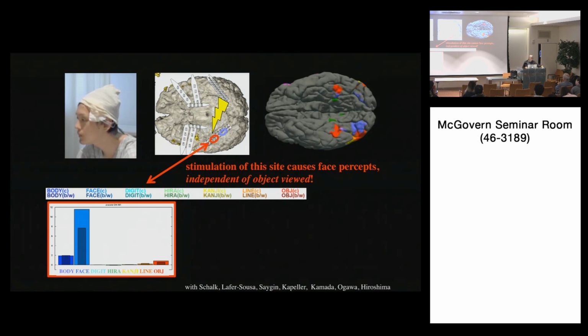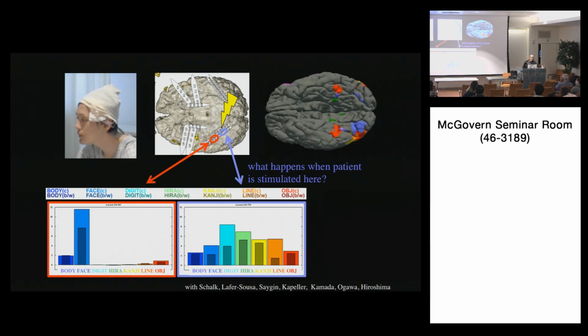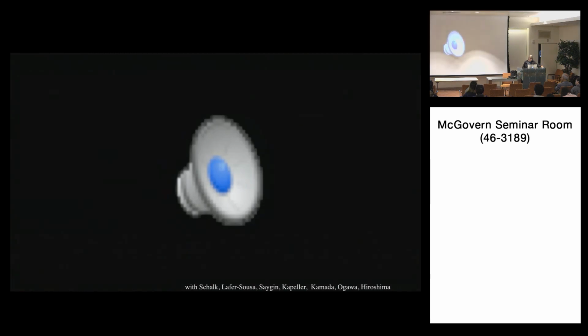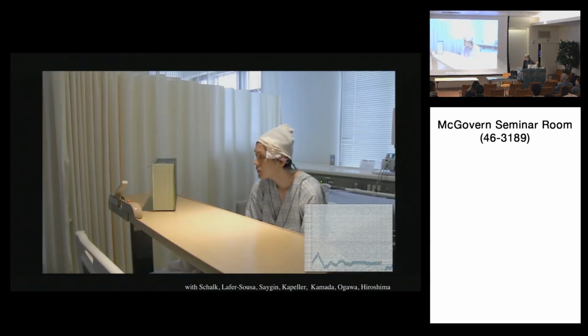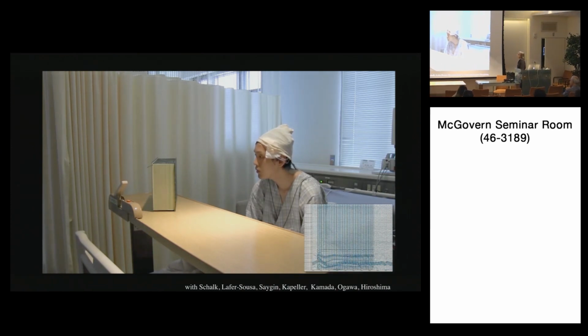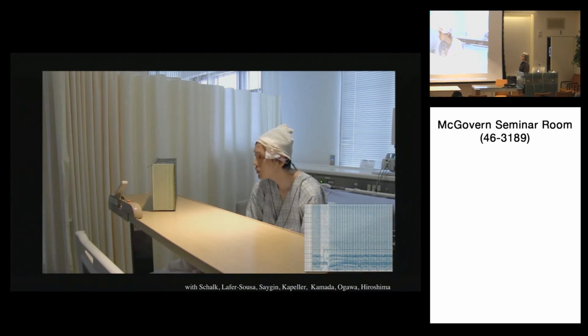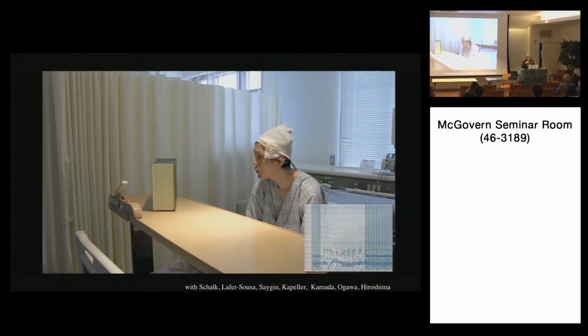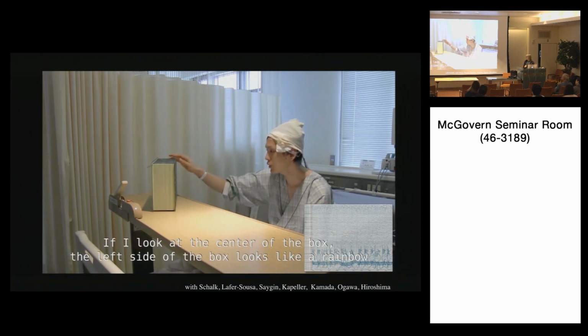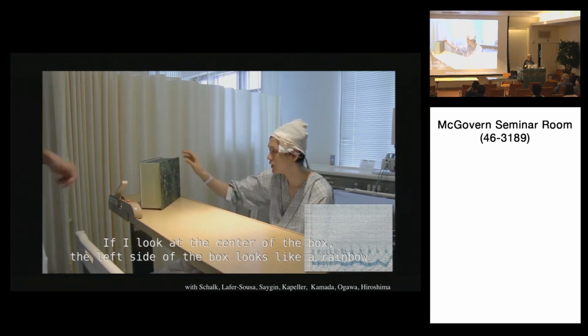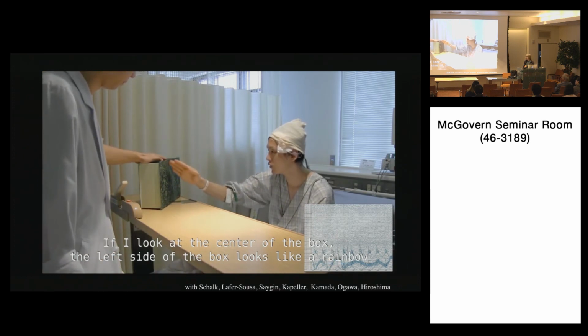So let's ask what happens in other electrodes. And in fact, let's ask what happens when you stimulate right next door in this electrode that responds preferentially to color. Okay, here's what happens. He's looking at the box, getting stimulated. No, it's kind of an old box, so there's texture, but there's no image on it. この箱の真ん中見てたら、Is that crazy or what?